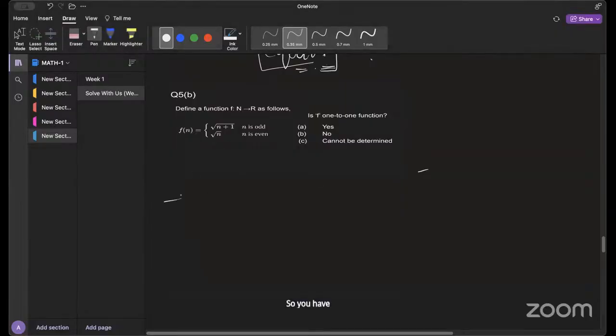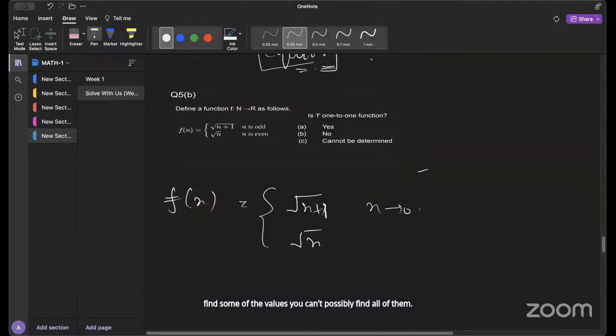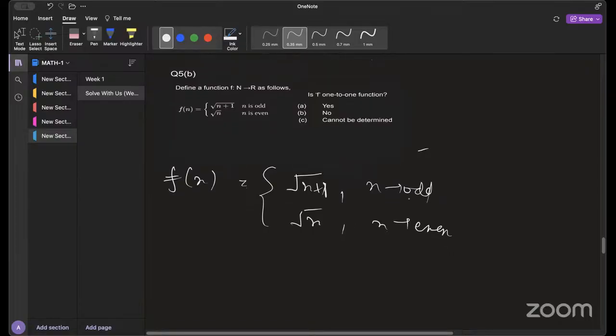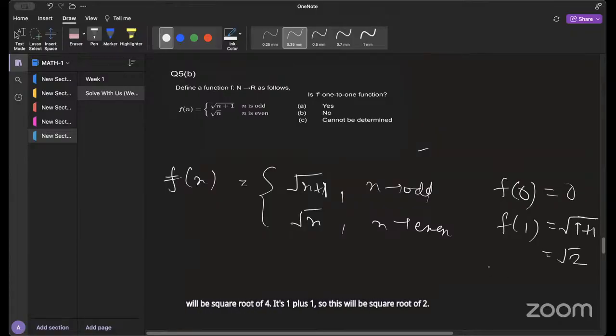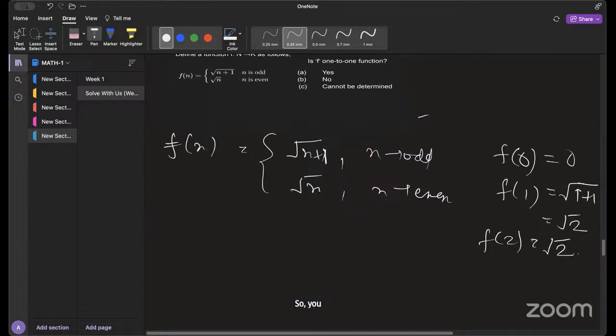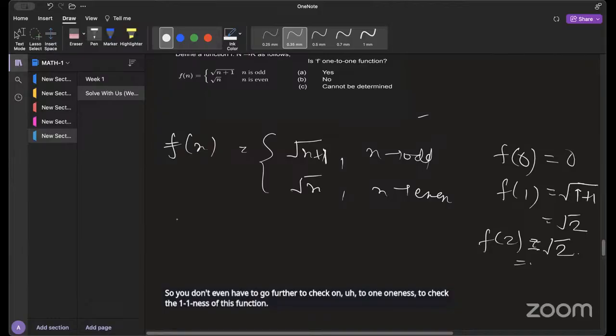So you have been given a function fn as this one. If you try to find some of the values, you can't possibly find all of them. So f at 0 will be 0. Then f at 1 will be square root of 2. It's 1 plus 1, so this will be square root of 2. Then f at 2 will be square root of 2 again. So you don't even have to go further to check the 1-1-ness of this function. This function is not injective.